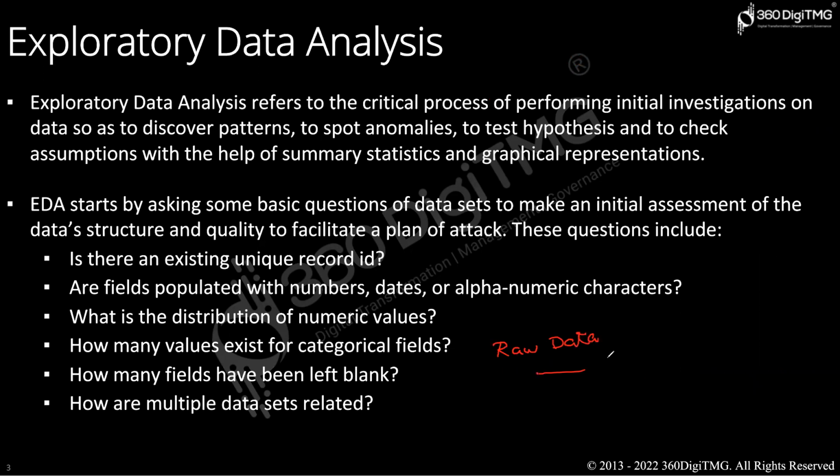So in raw data, the data may have missing values, right? Or the data may have duplicate values, or some have different outliers, right? Or maybe different data types, for example, numeric or non-numeric.